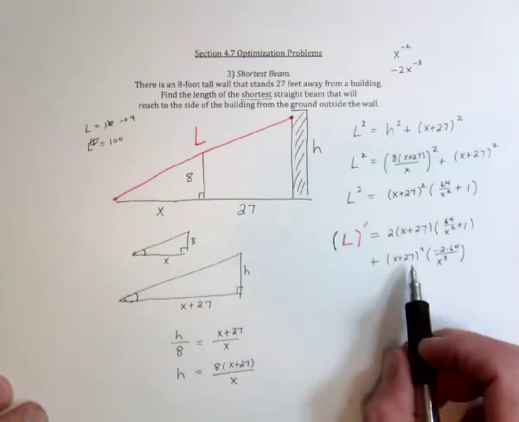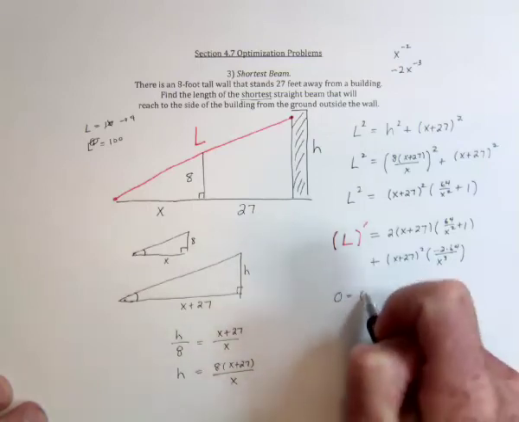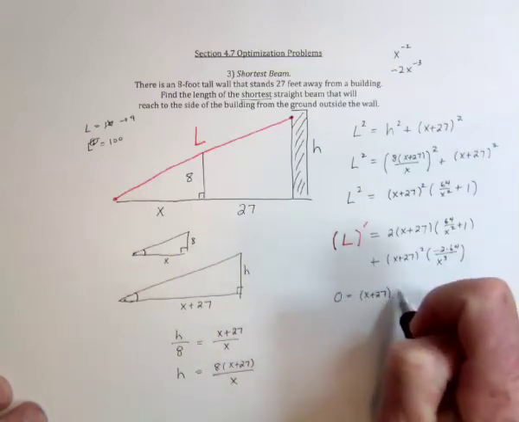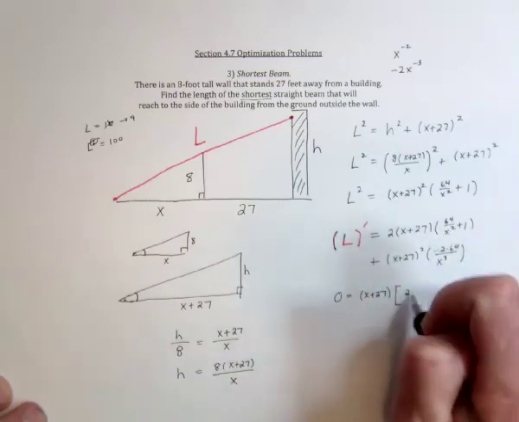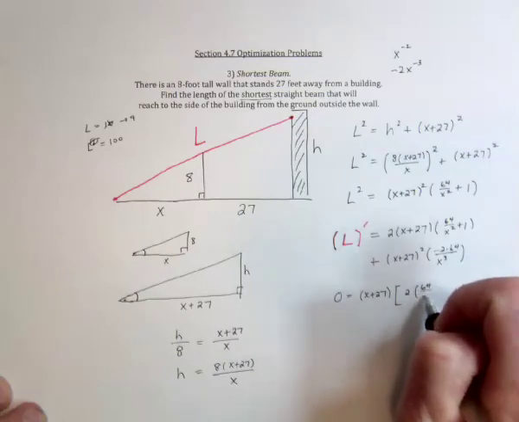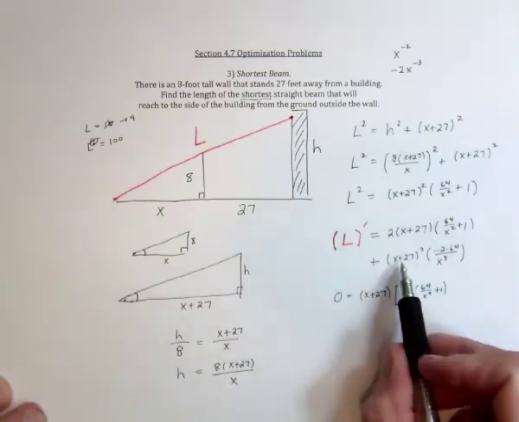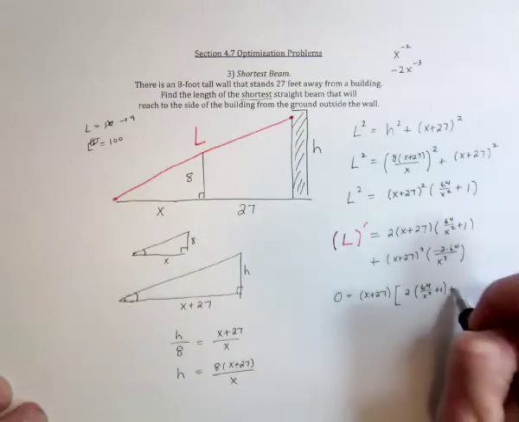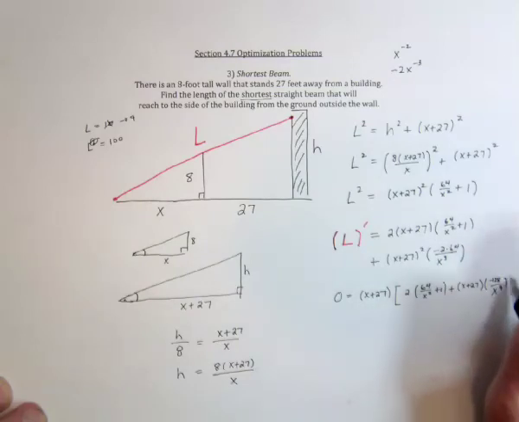We could also, let's see, do some algebra. That one has x plus 27, that one has x plus 27, so set it equal to 0 and factor out an x plus 27. And what's left behind here is a 2 times this thing. So 2 times 64 over x squared plus 1. Factor out an x plus 27 out of that one, it leaves behind an x plus 27 as well as this. So then it's plus an x plus 27 multiplied with, this is a negative 128 over x cubed.